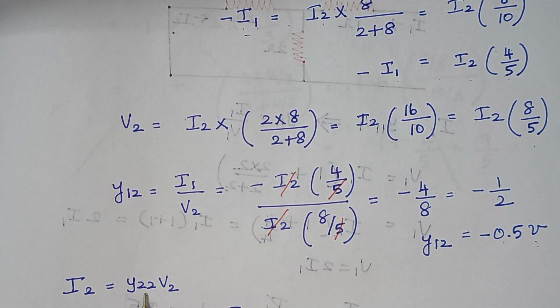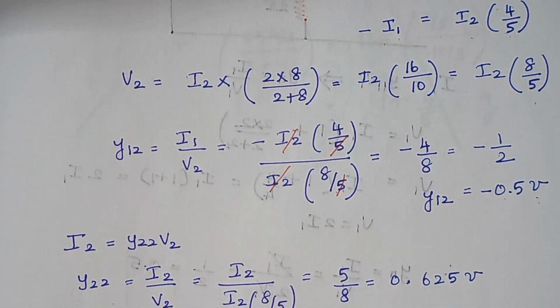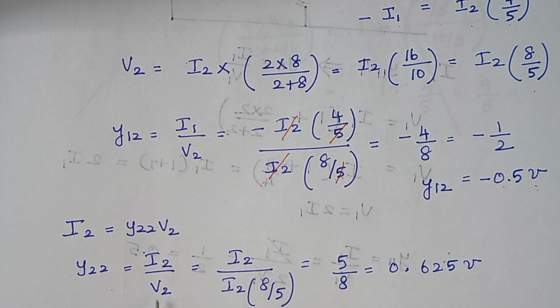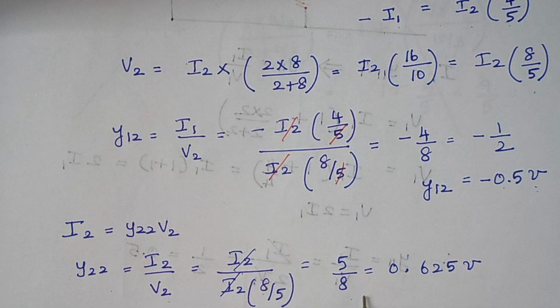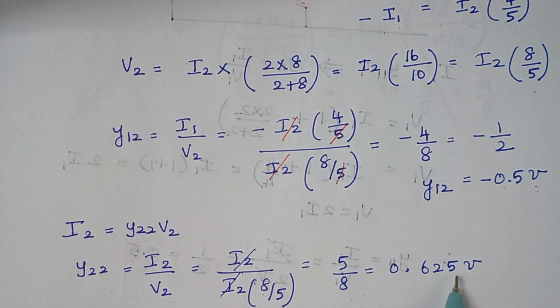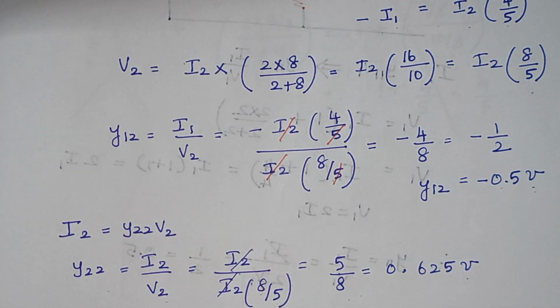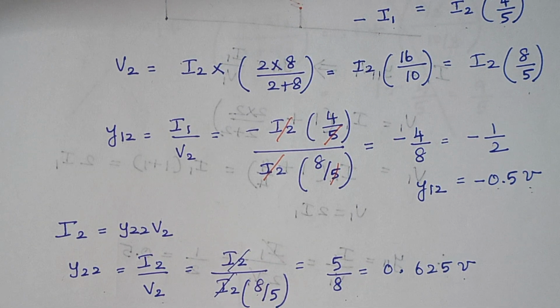So Y22 is given by I2 by V2. Here we know the value of V2. When you substitute it here, we get the answer 5 by 8, which is nothing but 0.625 mho. So finally we have calculated the values of the admittance parameters. Sorry, not impedance, it is admittance parameters.